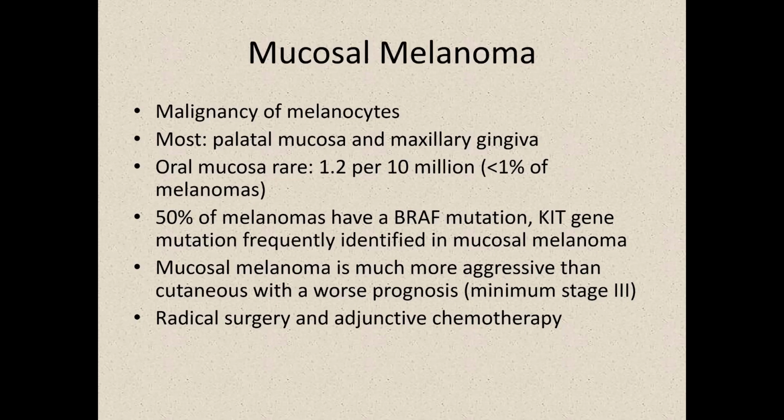Mucosal melanoma is much more aggressive than cutaneous and has a worse prognosis. In fact, mucosal melanoma is automatically stage 3 right off the bat. Even if it's small, it's automatically stage 3, according to staging guidelines. Most of these are stage 4 at the time of diagnosis, which is the worst stage. The way to treat these is radical surgery with chemo, but this is really a poor prognosis. Even with surgery, it recurs pretty rapidly, and patients don't do well, unfortunately.